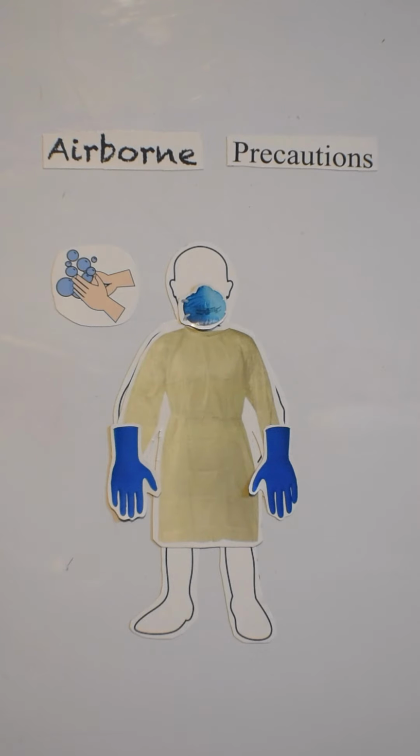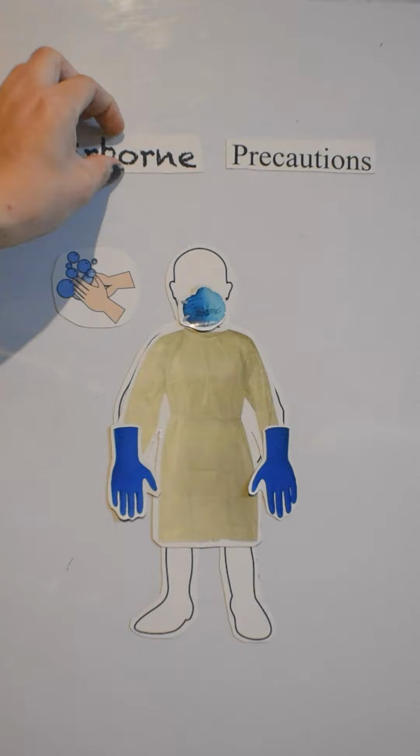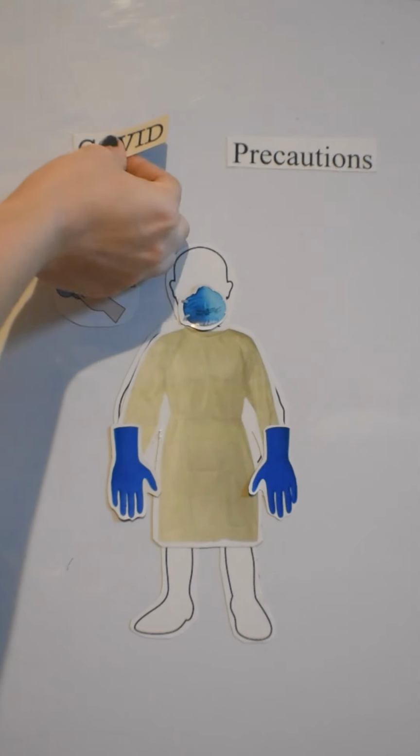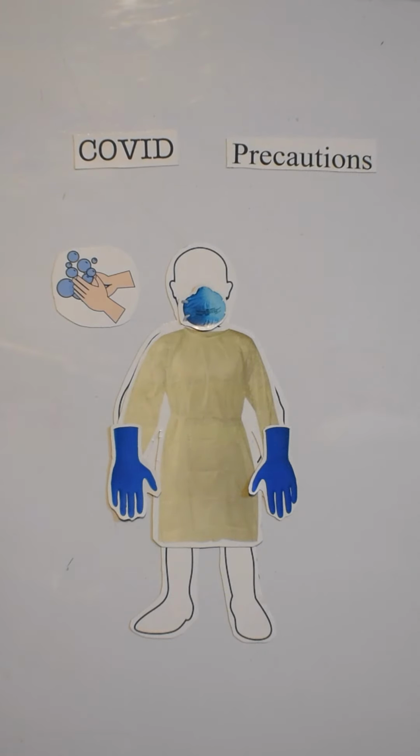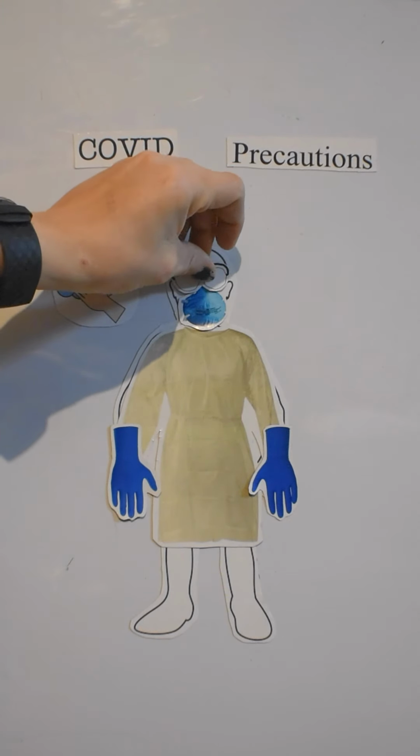The last one is COVID precautions. For COVID precautions, these should be used with patients who have a known or suspected COVID-19 infection. You will use hand hygiene before and after patient contact, gown, gloves, N95, and goggles or face shield.